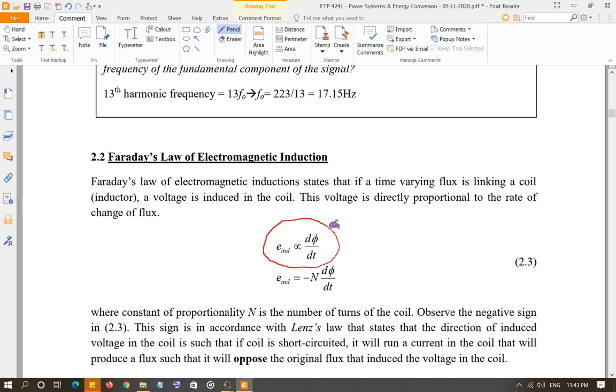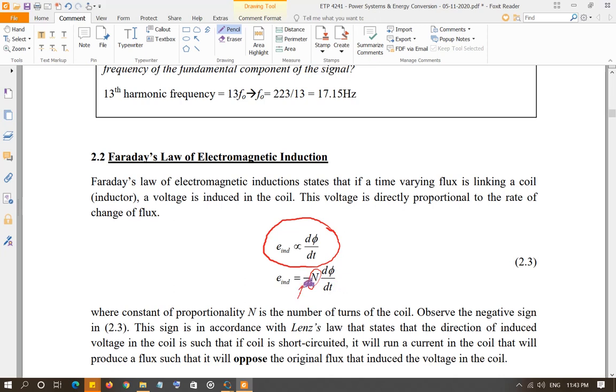generation through turbines. So the voltage that is induced in a coil is directly proportional to the rate of change of flux, which is linking the coil. And when you change the proportionality sign into a constant, then it's the number of turns of the coil, N. So E induced is equal to N d phi over dt, and you see a negative sign over here.